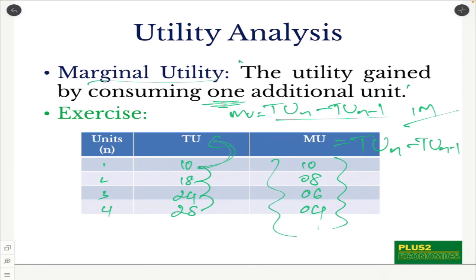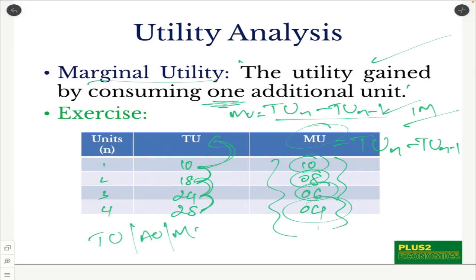Again, I'll repeat. 10 minus 0 becomes 10. 18 minus 10 is 8. 24 minus 18 is 6. 28 minus 24 is 4. This is how we calculate MU. Remember the formula, remember the definition. As I told you earlier, we will take up one full problem where we calculate all the three, that is TU, AU and MU, maybe in the following video, and we'll try to solve one full exercise. And this kind of full exercise is asked in part E for 5 marks.